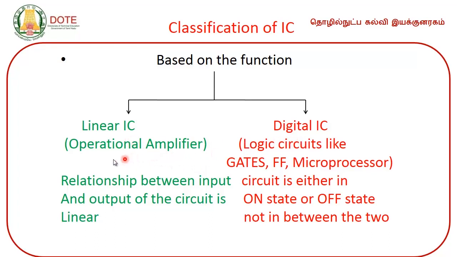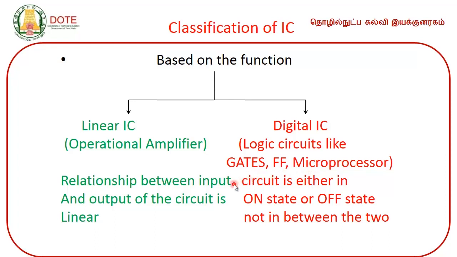So linear IC example is the operational amplifier, that is the hero of our subject. We are going to discuss in detail about the operational amplifier in the coming series of lectures. Digital IC examples are gates, AND gate, OR gate, NAND gate, NOR gate, XOR, XNOR, all you have studied in your curriculum. 7408 AND gate, 7404 NOT gate, 7432 OR gate, right. So these are the gate ICs, and flip flops, microprocessor, microcontroller, all are digital ICs, right.